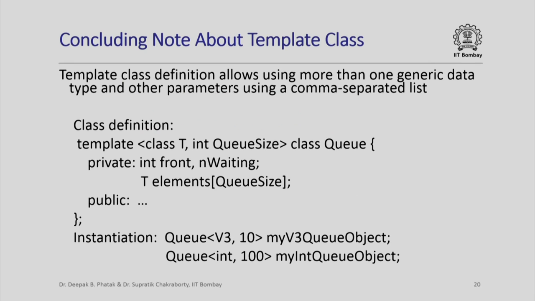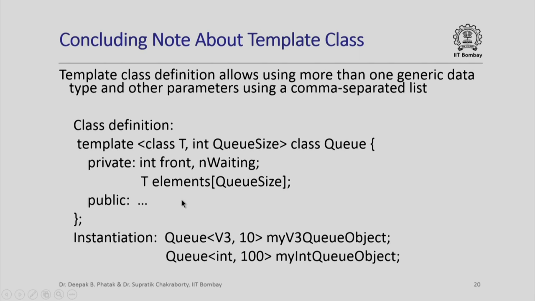Here is a concluding note about template classes. A template class definition not only allows you to use one generic data type, but you could use multiple generic data types, and you could also use other parameters using a comma separated list. So for example, here is the same template class Q, where I have used a generic data type, class T, and I have also used an integer parameter called Q size, and in the definition of the class I can use this integer parameter, for example, to define the size of the array elements, where each element of the array is an object of the generic data type class T.